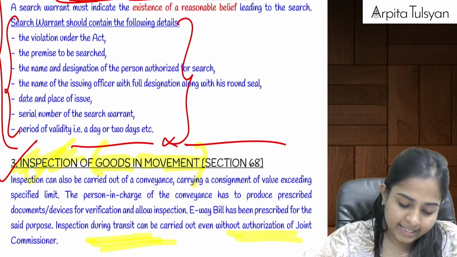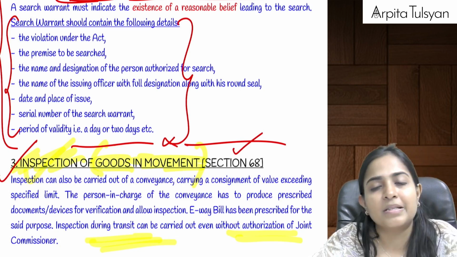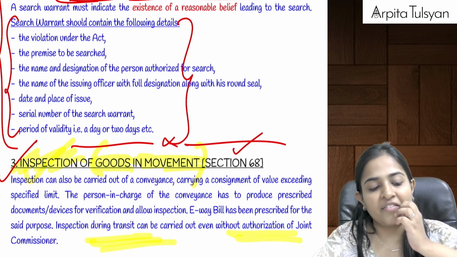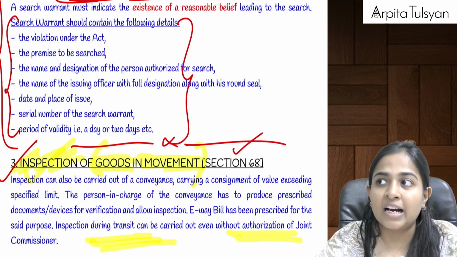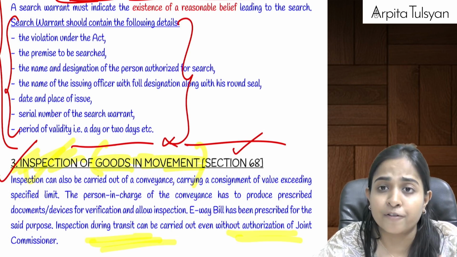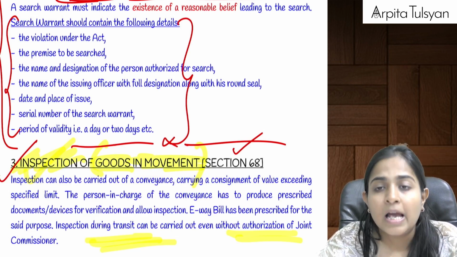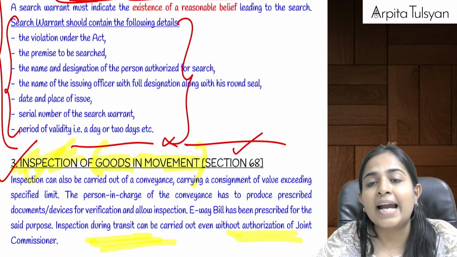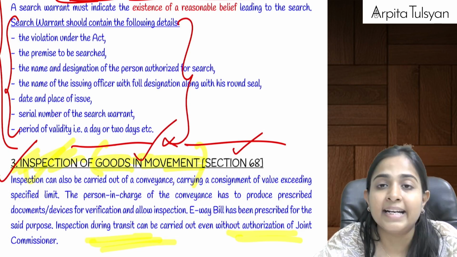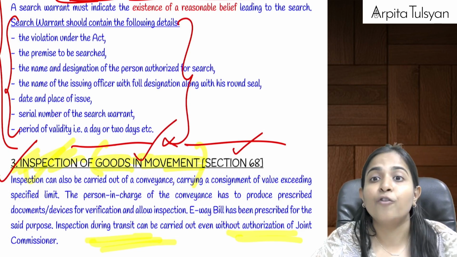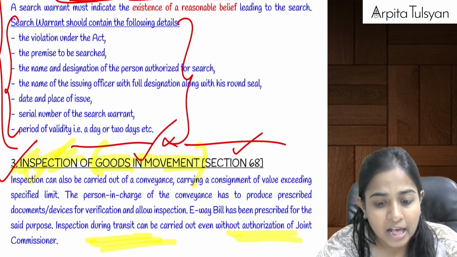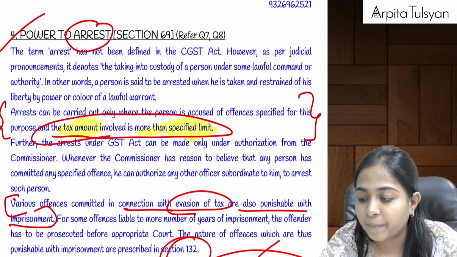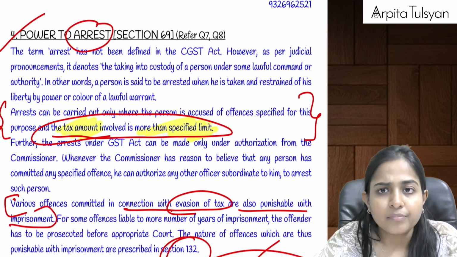Now listen, the next section which we have already done before, section number 68, was related to e-way bill. Whenever goods are moving from one place to another in any conveyance, any officer has the right to stop that vehicle, obviously if the consignment value exceeds a particular amount, and to inspect the goods while they are in movement. And interestingly, for this inspection, no authorization is required. You need not take authorization from the joint commissioner for this. Are you clear with this?